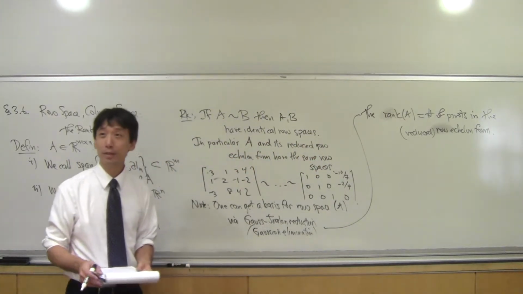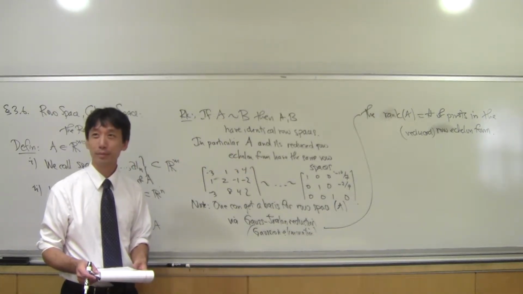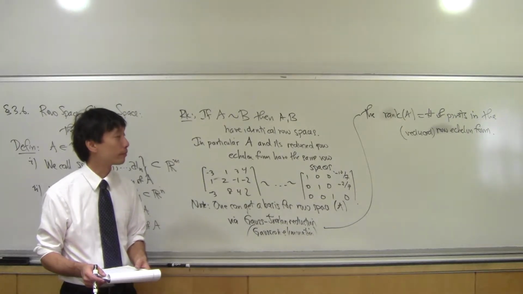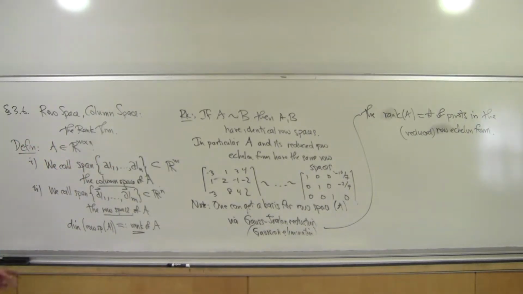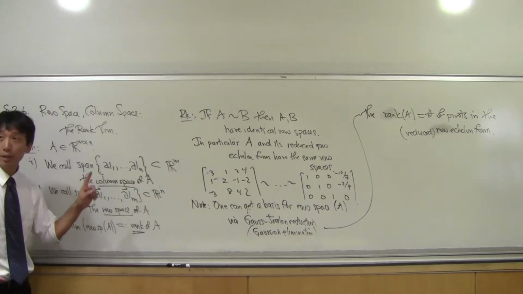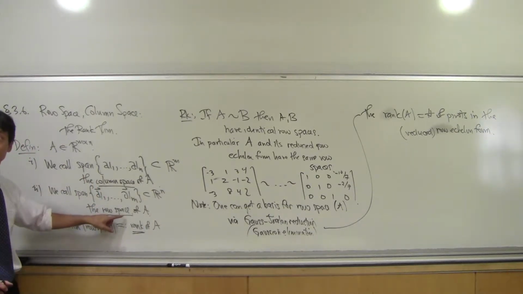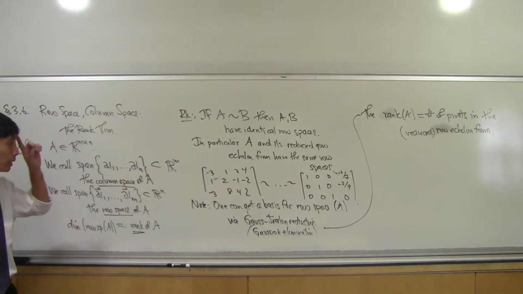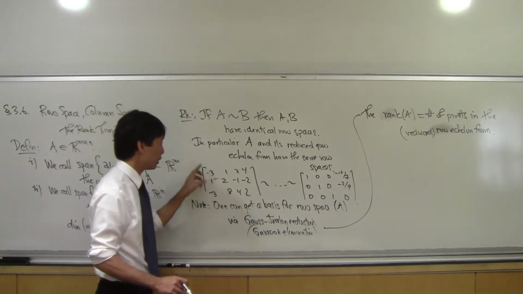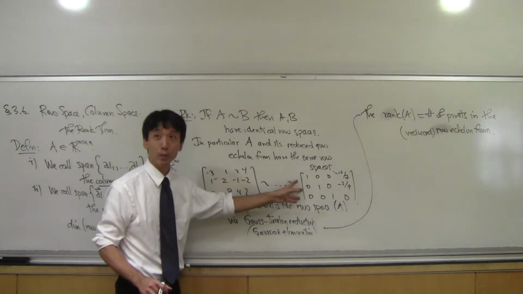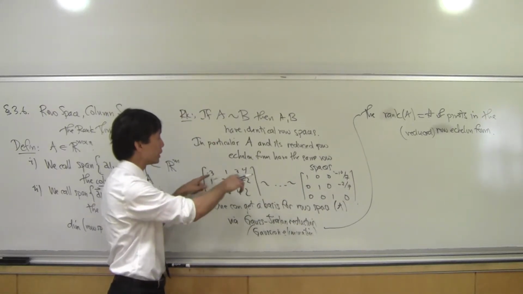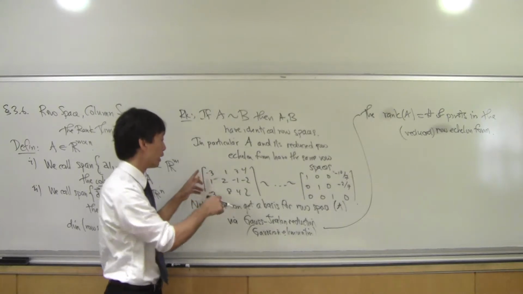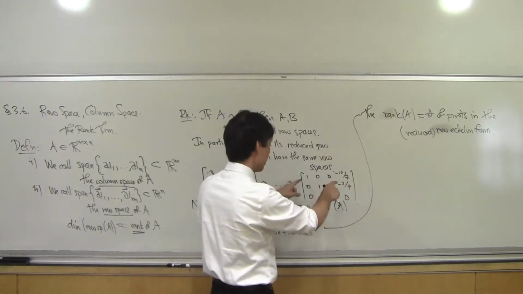Yeah, Ethan. So how does the rank of A equal the number of pivots, and how does it compare to the definition you wrote right behind you? Okay, so what's the rank? The rank is the dimension of the row space. Now this guy and this guy are row equivalent to each other, so they have the same row space. So what's the dimension of the row space?